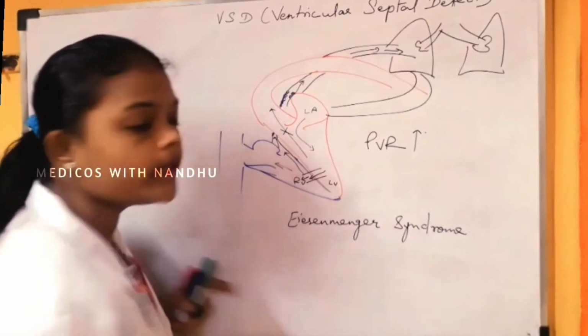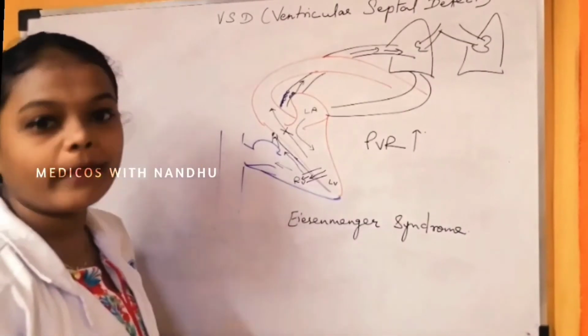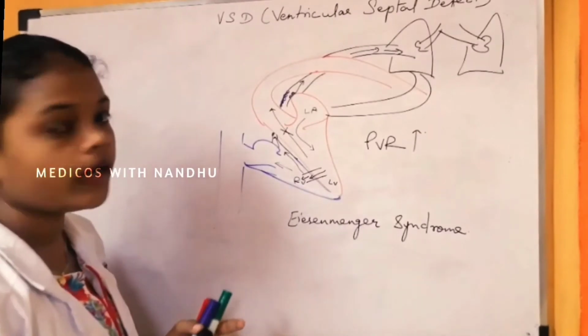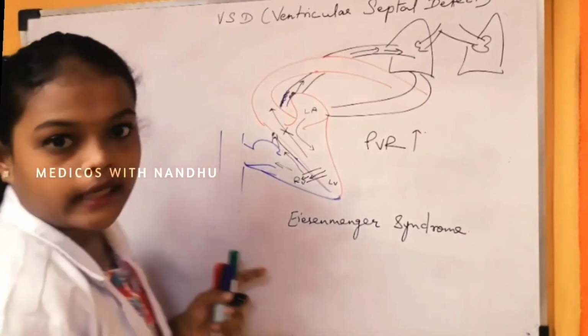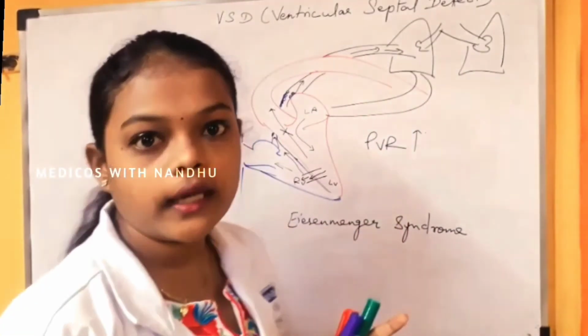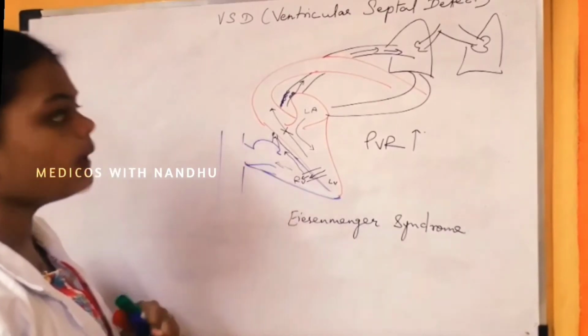See, in symptoms it causes cyanosis because oxygenated and deoxygenated blood are mixed. Okay, so more amount of deoxygenated blood gets there, and it causes cyanosis, but it is not a cyanotic disease. VSD is an acyanotic congenital disease. Remember that. Okay. Coming to symptoms.